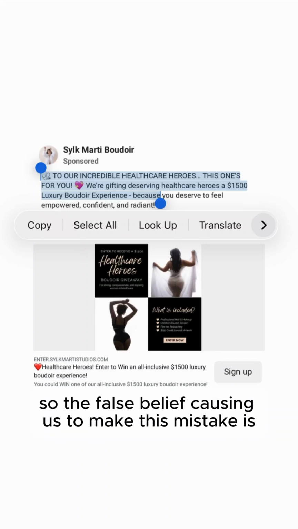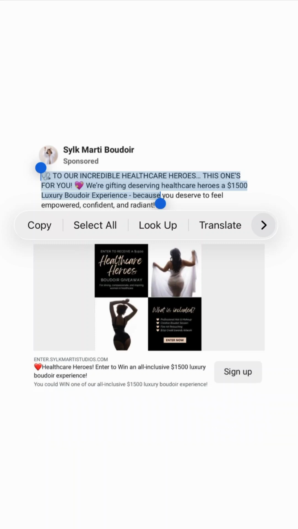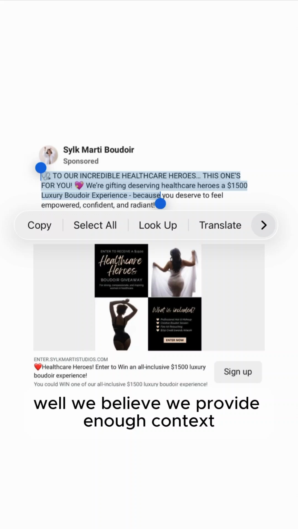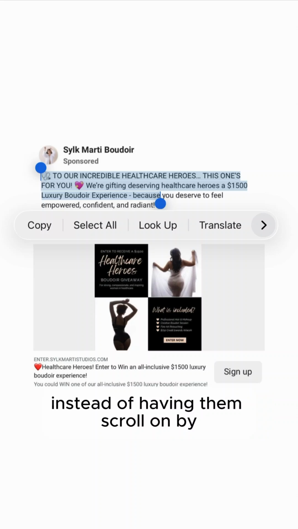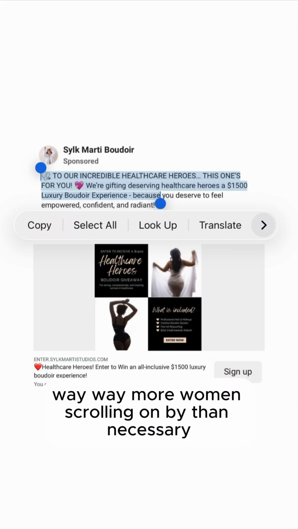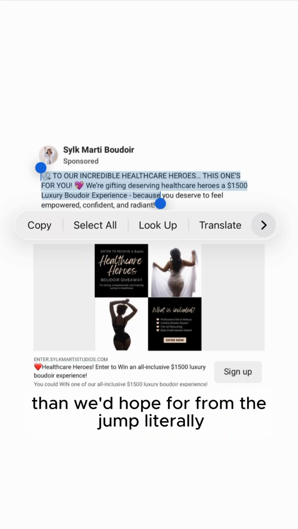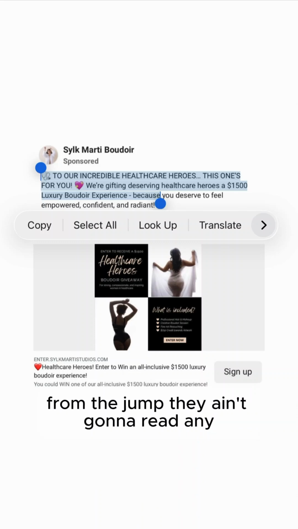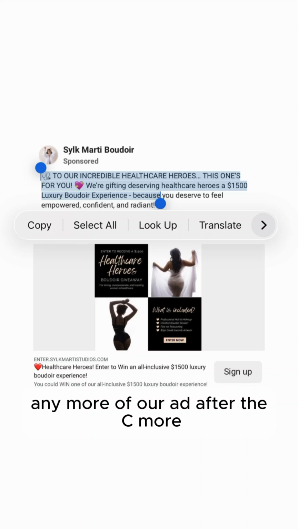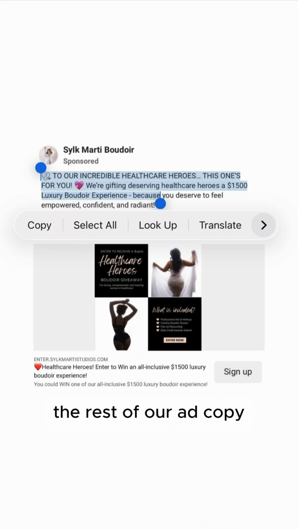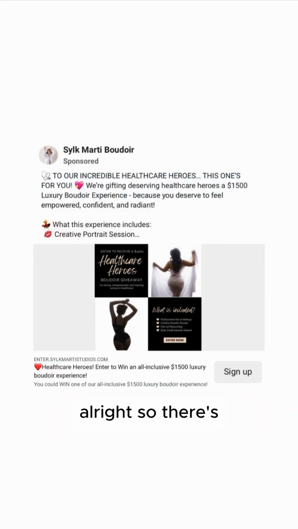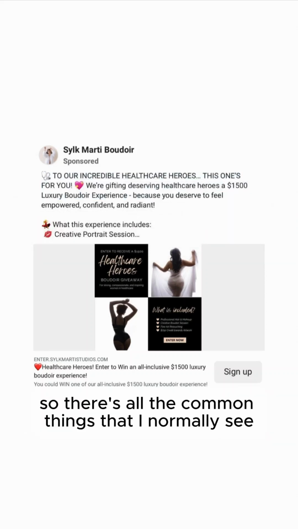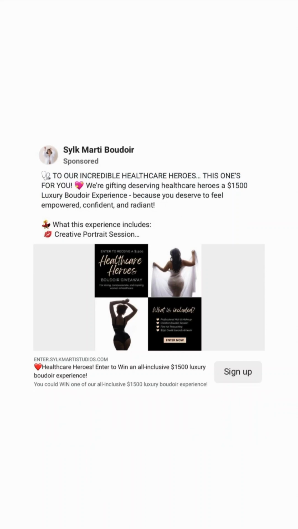So the false belief causing us to make this mistake is, well, we believe we provide enough context to have the right people click in instead of having them scroll on by. Well, the consequence is we actually have way, way, way more women scrolling on by than we had hoped for, from the jump, literally from the jump. They ain't gonna read any more of our ad after they see more of the rest of our ad copy. They're just gonna fly on by. So, all right, those are all the common things that I normally see, and that's what I see right now.